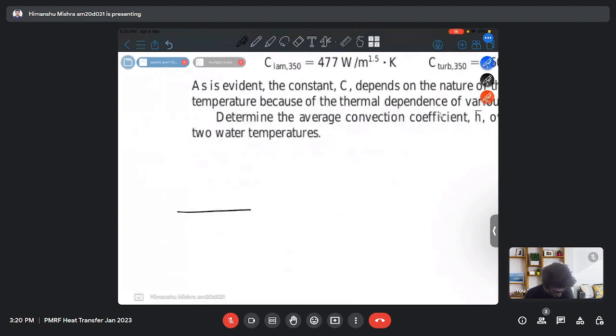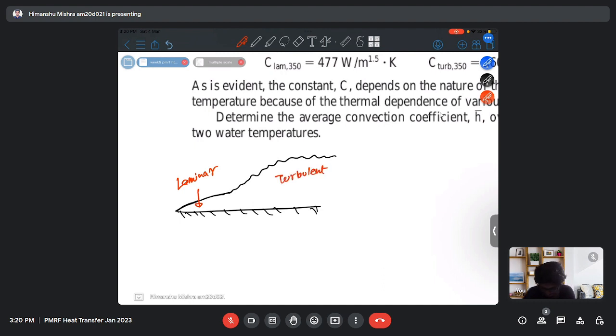So we have a boundary layer over the flat plate. There is a boundary layer which is laminar, and after some time it will become turbulent. So this is my laminar part and this is my turbulent part. This is x equal to 0. Let's say x is the horizontal length of my laminar boundary layer.